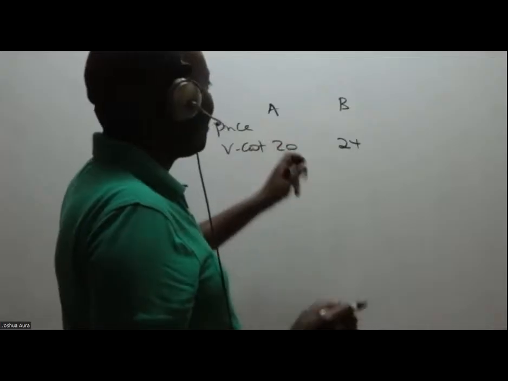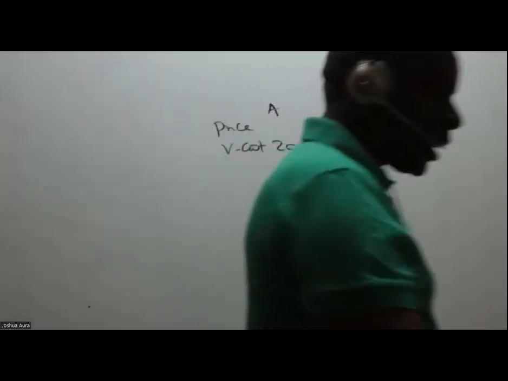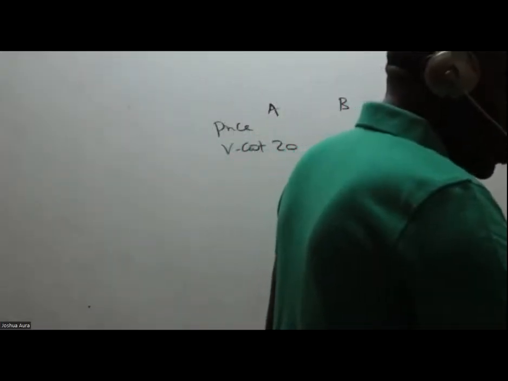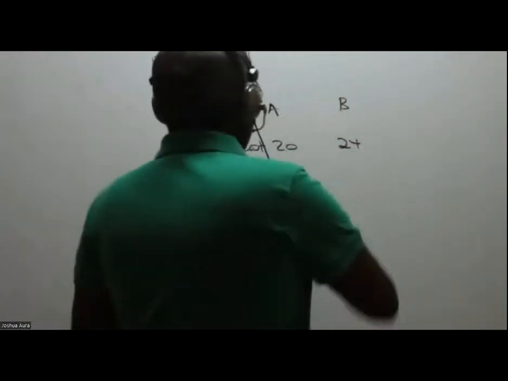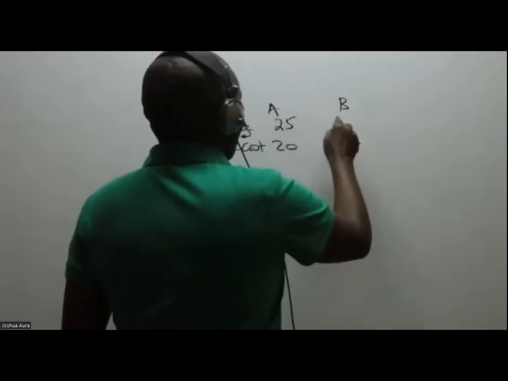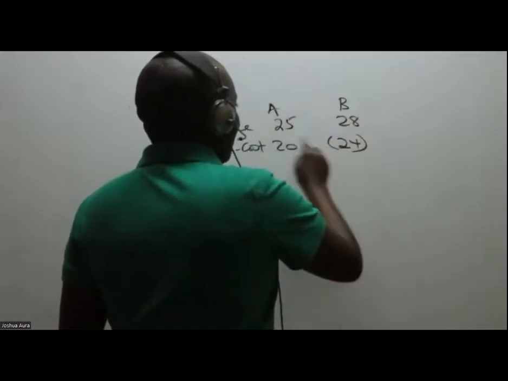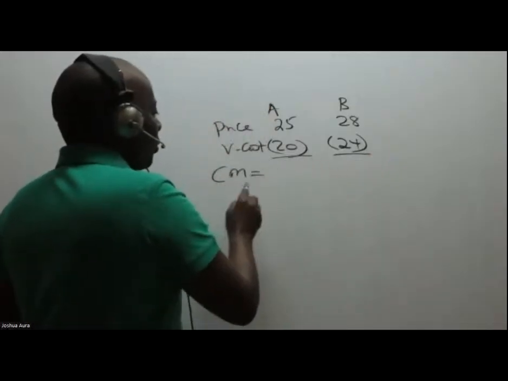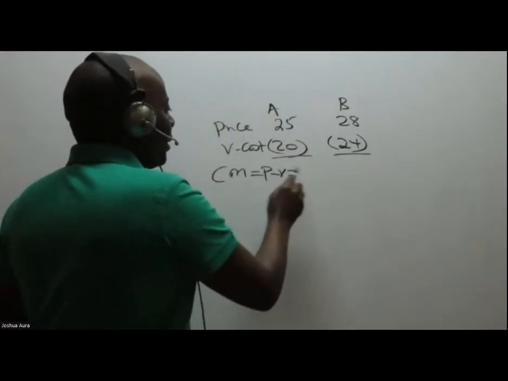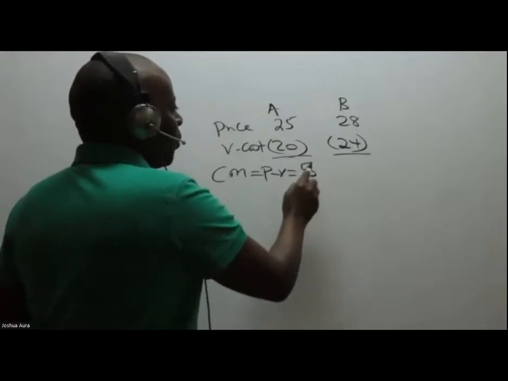The prices of the two products have been given. We have our price here. The selling prices are given at 25 and 28. So the first step is for you to come and give us what we call the contribution margin, which is price minus variable cost. So the first one is 5.